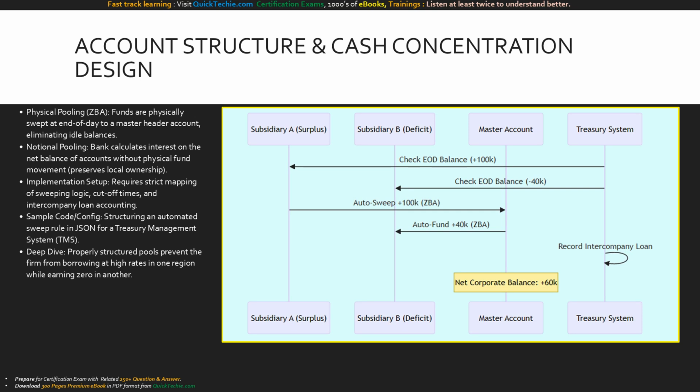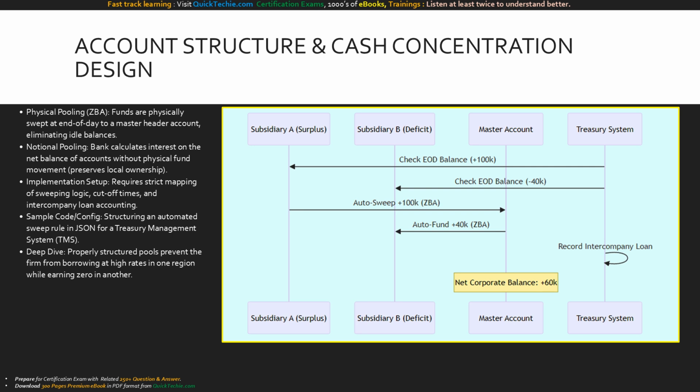Let's get practical and look at the actual plumbing of treasury design, account structures, and cash concentration. To optimize liquidity, we implement cash pooling. The most common form is physical pooling, specifically zero balance accounts or ZBAs. In a ZBA structure, at the end of the business day, any surplus cash in subsidiary accounts is automatically swept into a master header account. Any deficit is covered by the master account. This means subsidiaries always close at zero, and the corporate center harnesses the aggregate cash.